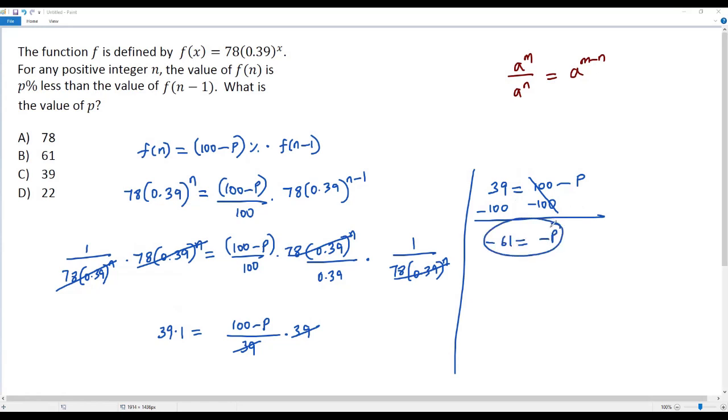Let's multiply both sides of this equation by negative 1. When I multiply this by negative 1, I get positive 61. When I multiply this by negative 1, I get p. Here I got the value of p, that is 61. We find this 61 in answer choice B. The correct answer choice for this question is B.